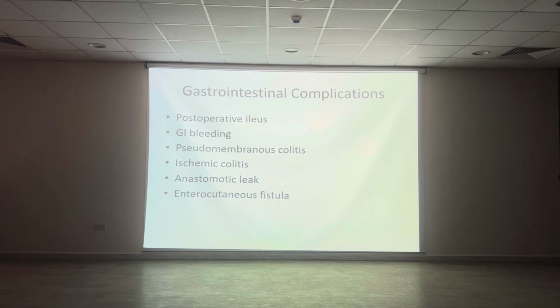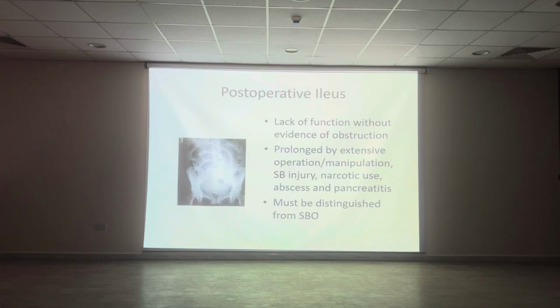GI complications may vary from a simple post-operative ileus to GI bleeding or pseudomembranous colitis, anastomotic leak, or fistulae. Post-operative ileus. What is the definition of post-operative ileus? It's a non-functioning, lack of function of the bowel. They just go lazy.